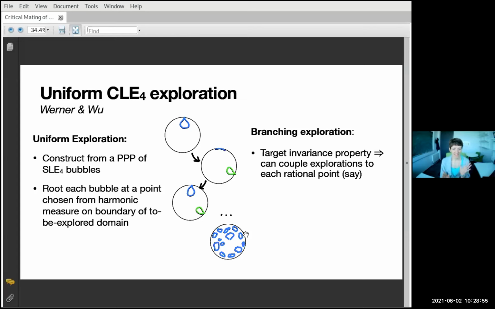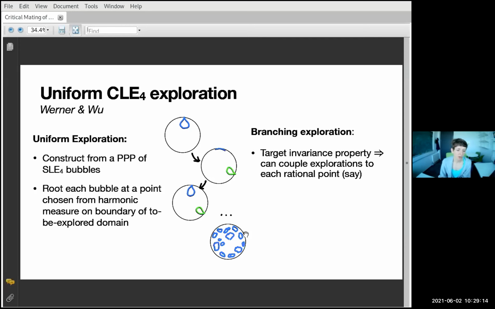All right, but that's the CLE4 in its exploration. And there's one tiny extra thing which I need to introduce, which is, in fact, as we'll see in just a second, in the coupling with the Brownian half-plane excursion, it's going to be important to have a way of ordering the branches in this exploration procedure.